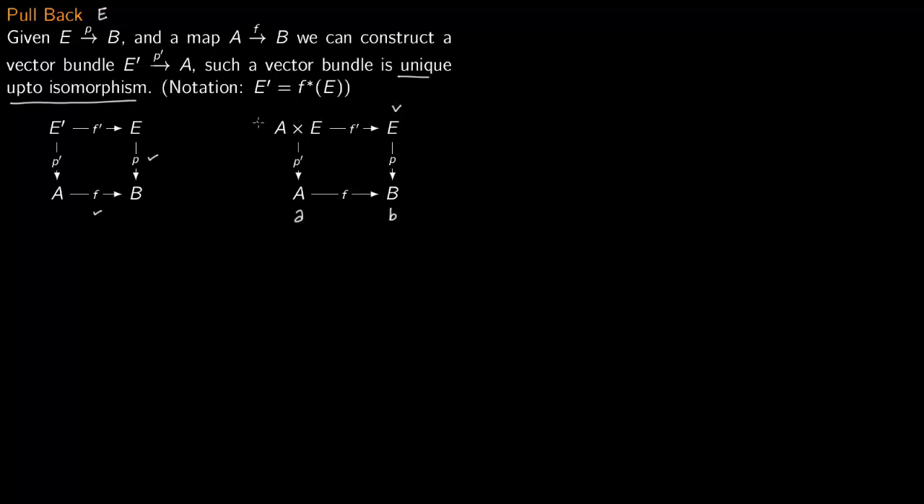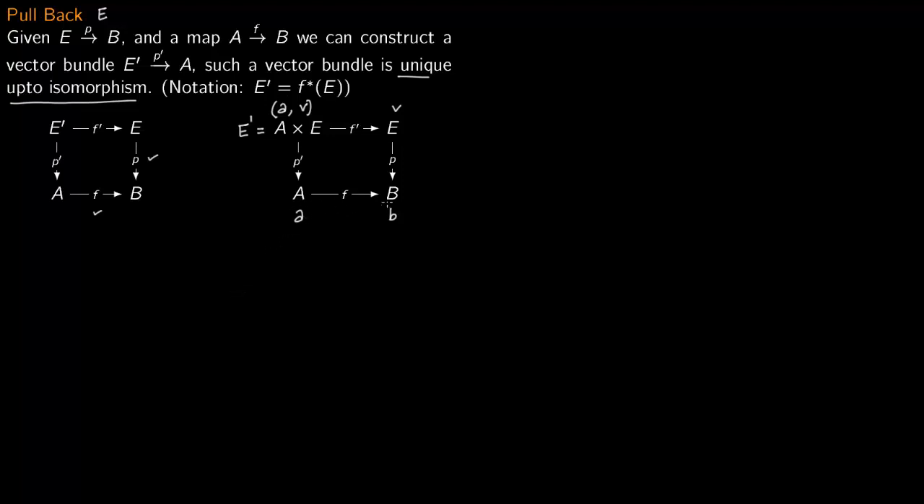So this A times E, which we will actually denote by E prime, and then we will shrink this. You just take it as A comma V. So obviously now this diagram is commutative. This F prime takes A comma V to V, and this P prime takes A comma V to A. So the way we have constructed it, this becomes commutative.